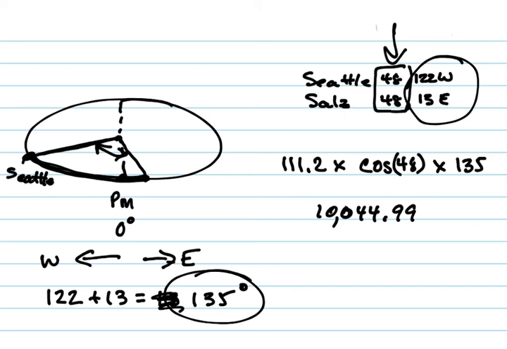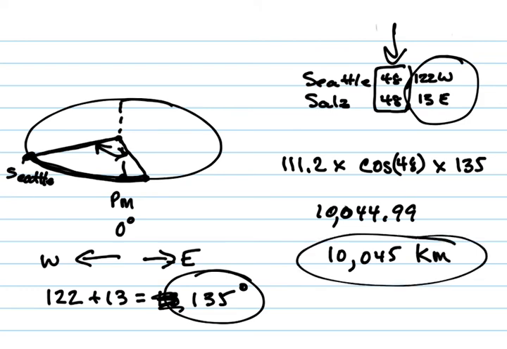All right. Now, what if I wanted this rounded to the nearest kilometer? It must be 10,045. And you make sure you put kilometers on there because we will be looking for units for your answers. And remember that the answer should actually be a complete sentence. So the distance between Seattle and Salzburg is 10,045 kilometers. Okay? All right.